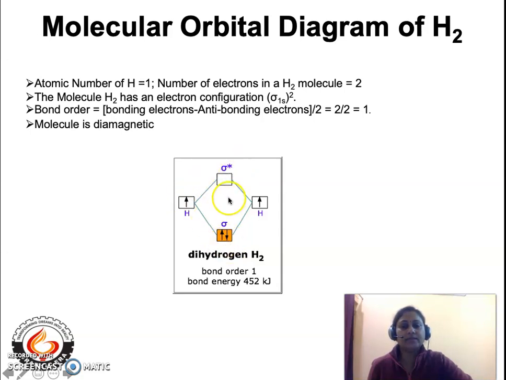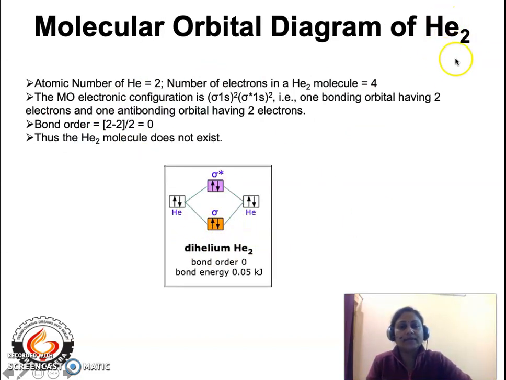After drawing this MO diagram, in the increasing order of energy, we have to fill the electrons. There are a total of 2 electrons, and these 2 electrons will be filled in the lowest energy level. So the sigma 1s accommodates the 2 electrons, and the antibonding molecular orbital has 0 electrons. The bond order is (2 minus 0) divided by 2, so it has a bond order of 1. This signifies that hydrogen is a stable molecule and this molecule exists, and the molecule is diamagnetic. Why? Because there are no unpaired electrons.